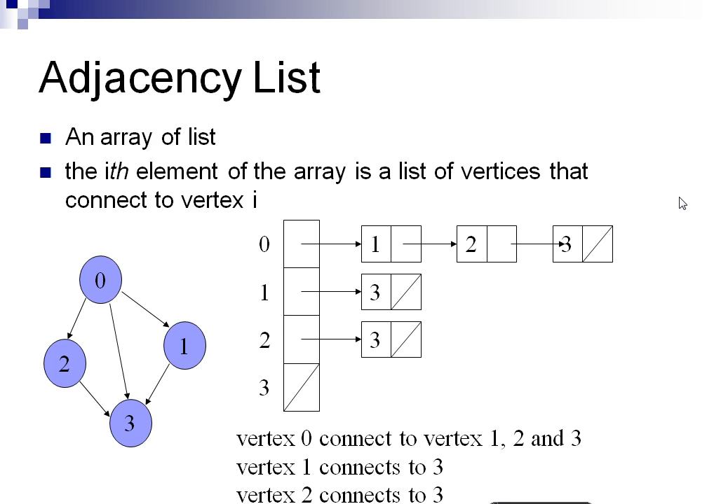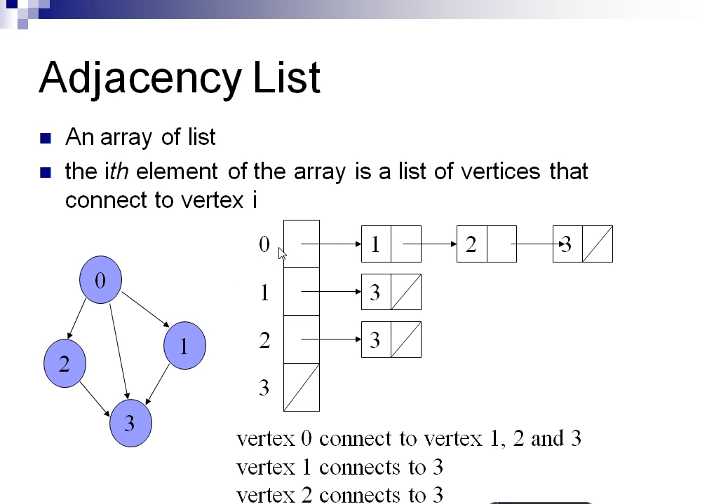Let us see the second representation of graph, that is adjacency list. As the name indicates, it is a kind of a list. So an array of list, adjacency list is an array of list here. The ith element of the array is a list of vertices that connect to vertex i. See here, for every vertex we have a list.